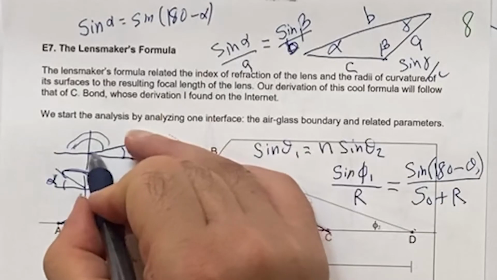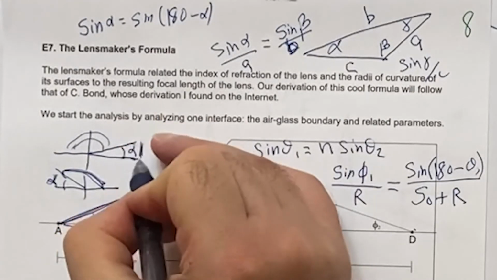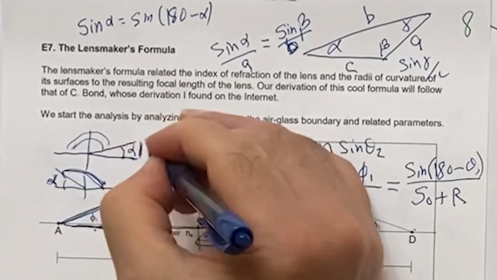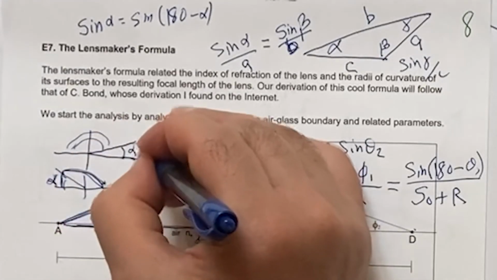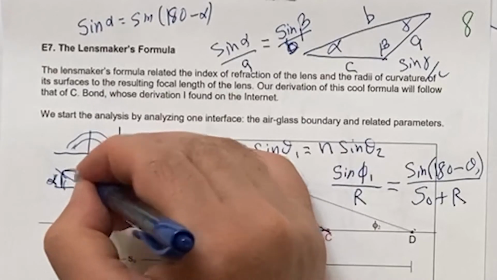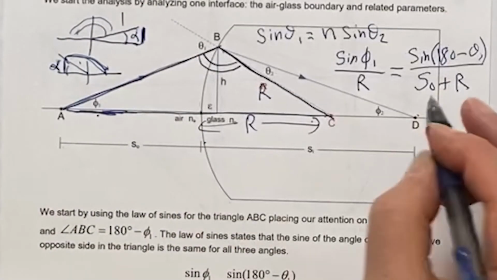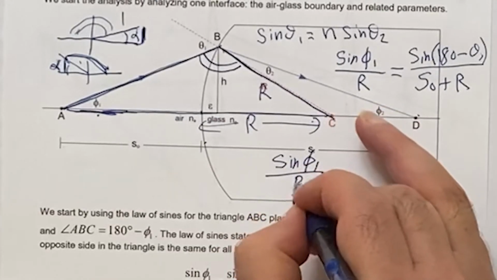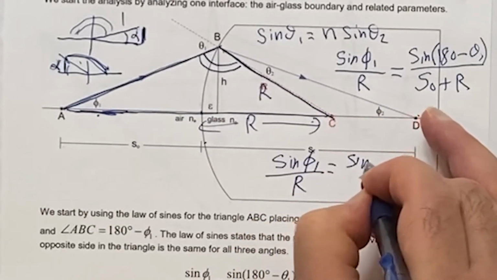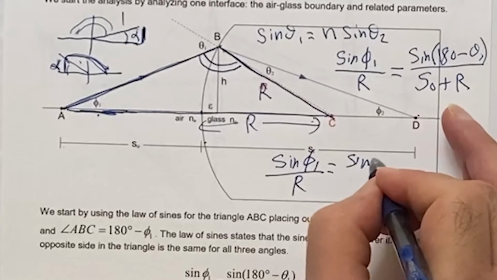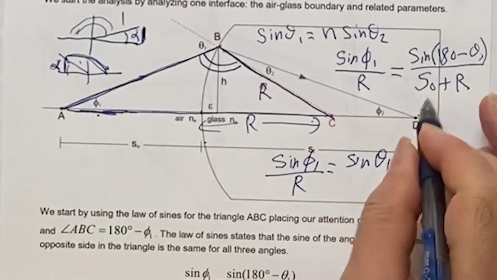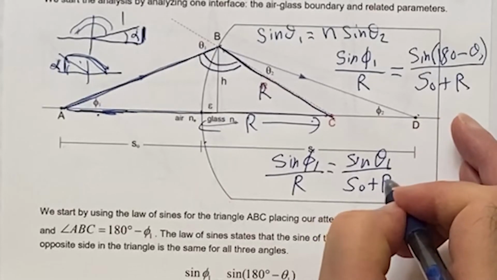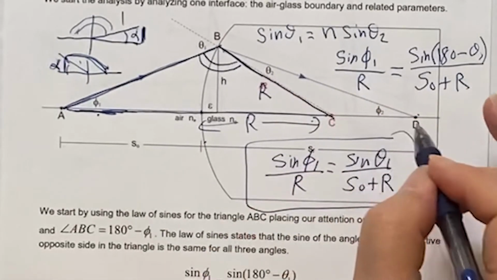All right, so here is alpha, and if I had 180 minus alpha, I'd have this bigger one. But they're the same heights. When you have the unit circle, they're the same heights. So that means we can write down sine of phi 1 over r is the sine of theta 1 over SO plus r. All right, so that's a nice result there.